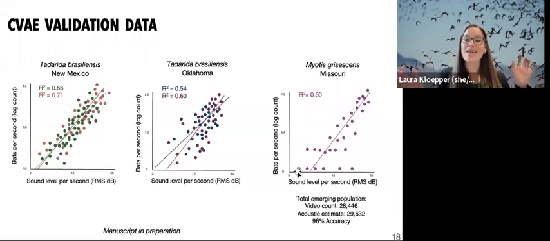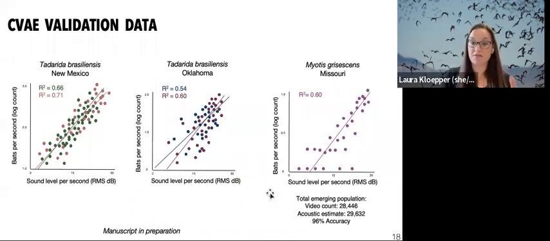But again, if we sum that up across an entire emergence, if we take those individual data points, we're finding that the acoustic population estimate can be really accurate at estimating the total population compared to video. So in one of our test cases, we found 96% accuracy between the acoustic estimate and the video counts.